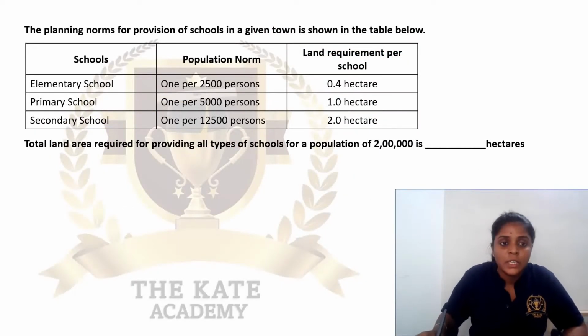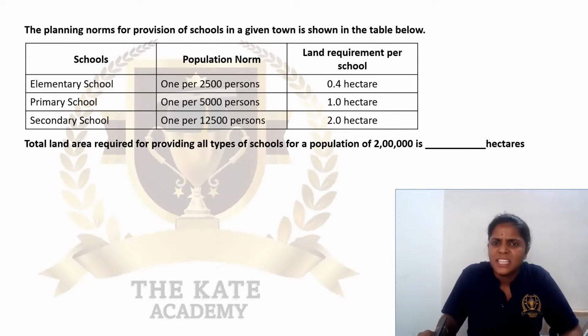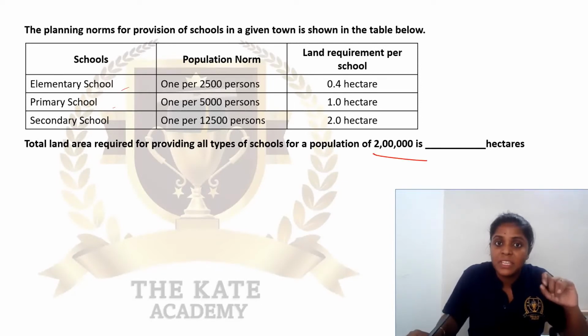So your next question: the planning norms for provision of schools in a given town are shown in the table. There are three types of schools, which are elementary, primary and secondary school. The elementary school is for 1 per 2500 persons and the land area for that one particular school will be 0.4 hectares. Similarly, they have given for primary school and secondary school. So what are they asking? Total land area required for providing all types of schools for a population of 2 lakh people is dash hectares.